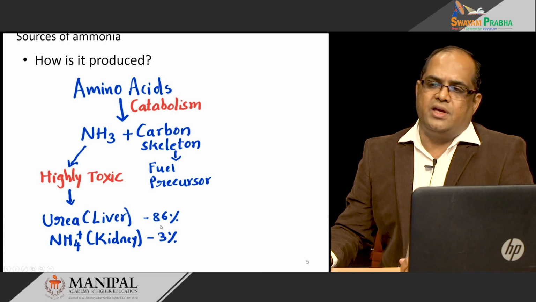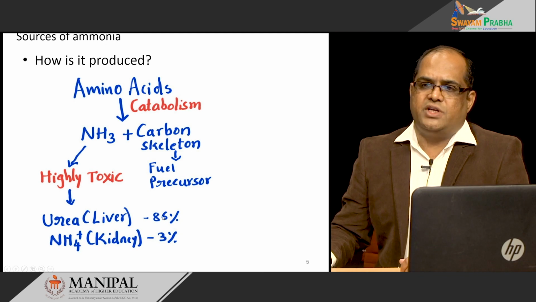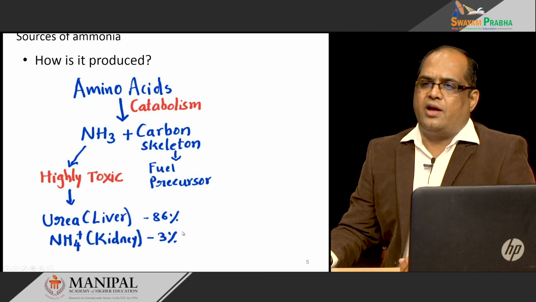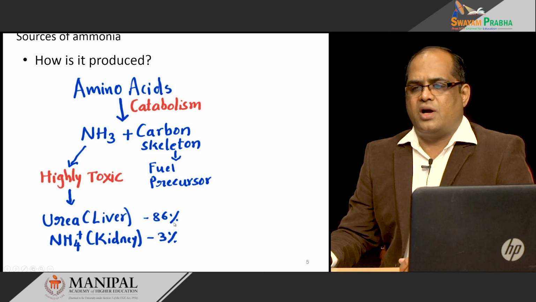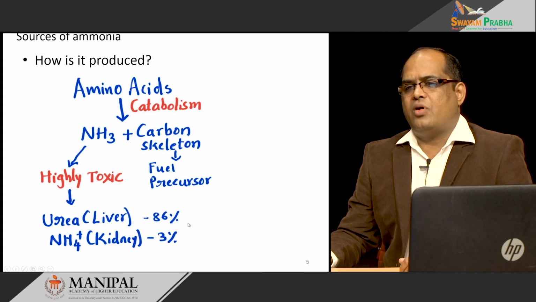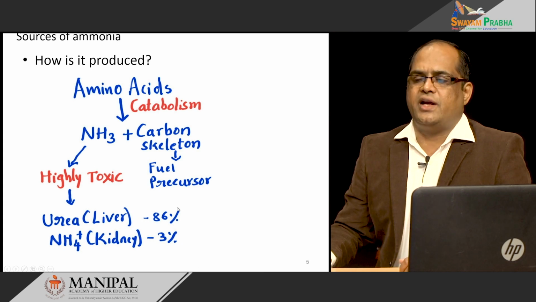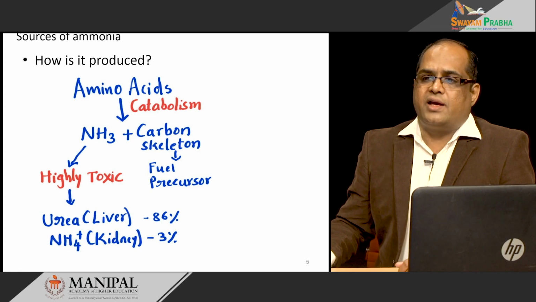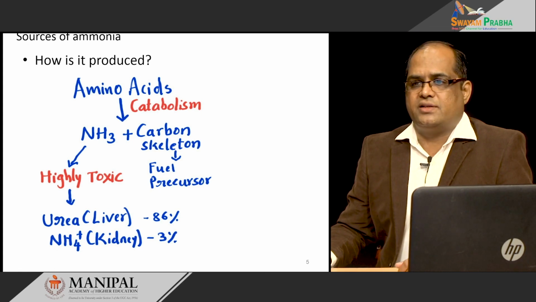You might be wondering why, if you add up the ammonia that is excreted in urea and ammonium form, it does not come up to 100%. The remaining small amount is also excreted in some other nitrogen containing compounds like creatinine and uric acid.